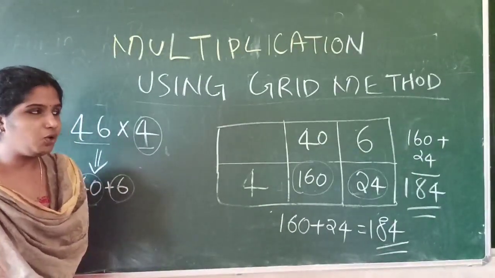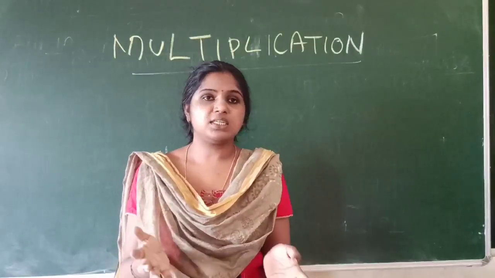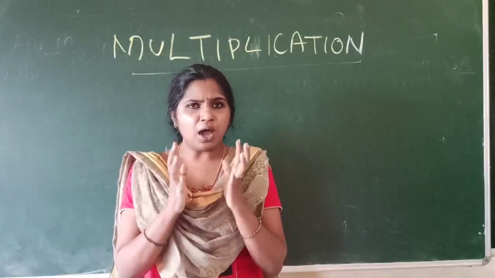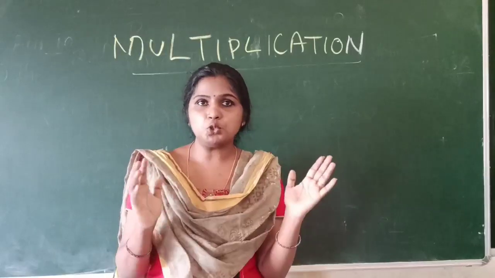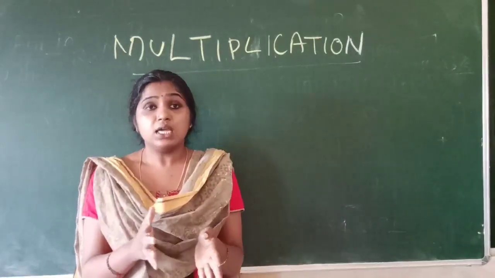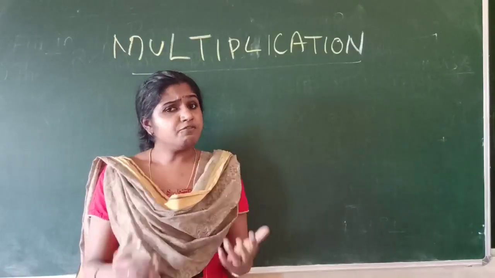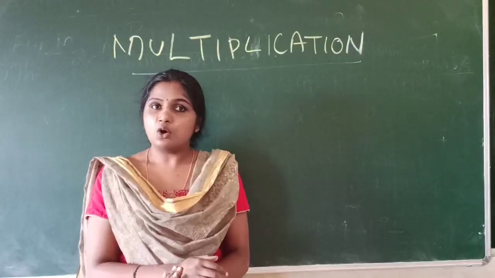Get it? So the multiplication is almost completed, and before you study multiplication, you have to study the multiplication table at least from 1 to 10. It is compulsory. Then only you can do the multiplication easily. Otherwise, it will be very difficult. So you have to study the multiplication table very well.